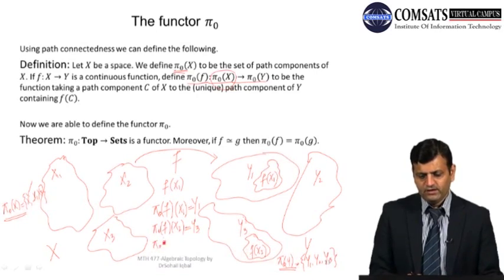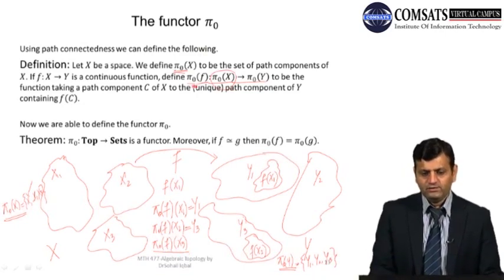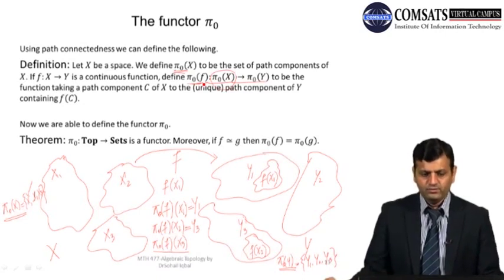Similarly pi naught f of X3 can be calculated. It will be contained in one of these 3 path connected components, and whichever path connected component it is contained in, that will be the image pi naught of f of X3. So that's how we can calculate pi naught of X, and also pi naught of f for any continuous map from X to Y.